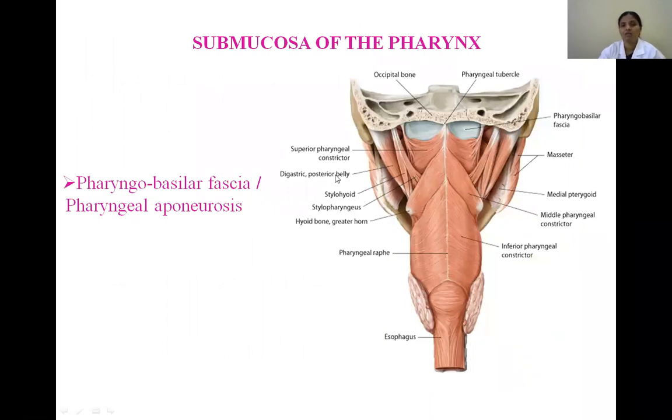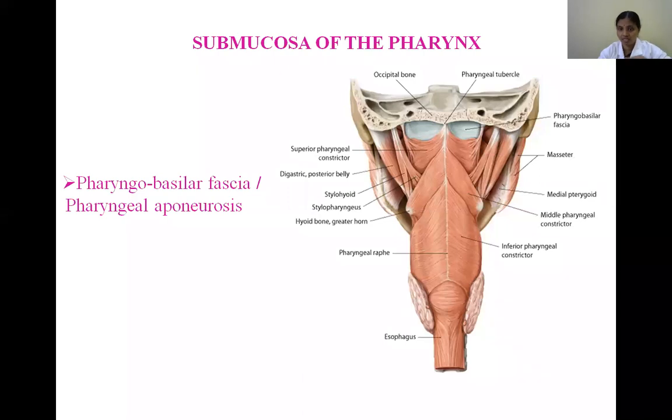Then after the muscle, what is that layer? Submucosa. The submucosa is not well defined, but the fibers are mostly elastic fibers. Here it forms the pharyngobasilar fascia. Outside the muscles, what is the fascia? Buccopharyngeal fascia. Inside the muscles, the submucosa forms a layer, known as the pharyngobasilar fascia. Why is it known as pharyngobasilar fascia? The entire wall, the muscles, are covered by this fascia, so pharyngeal fascia.